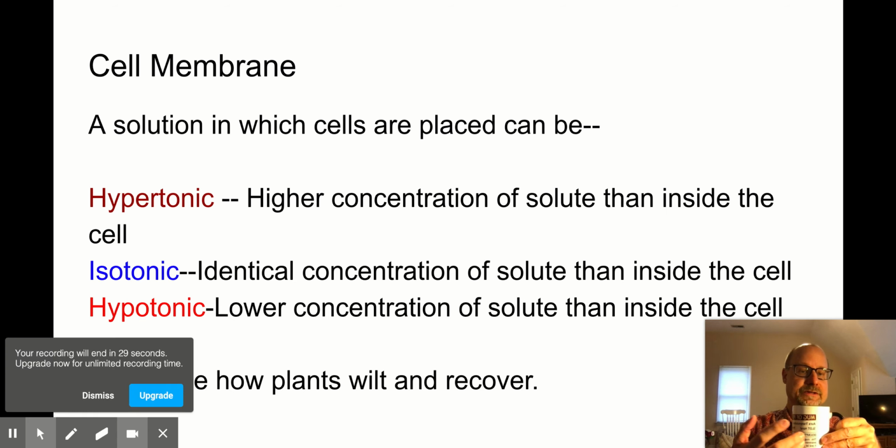If the water has a higher concentration of solute than the cell, that is a hypertonic solution. Hypertonic, like hyperactive, you're overactive. Well, now you're oversalted. Okay? So if it's oversalted or hypertonic, that means there's more solute in the water and less in the cell inside of it.